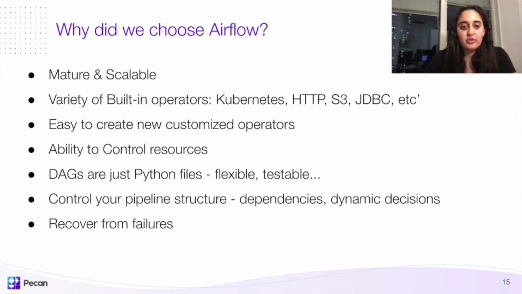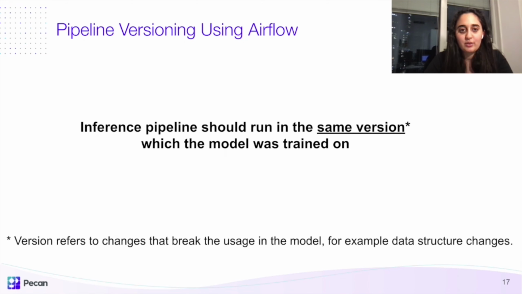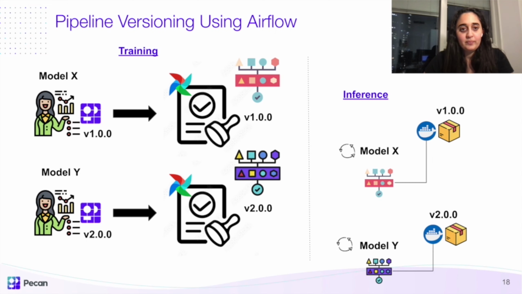So before we move to the next step, I want to talk about a nice mechanism that we've built using Airflow. But first, let's talk about a concept I guess most of us have come across in the past. The concept is that the inference pipeline should run in the same version on which the model was trained. And when I say version, I mean changes that break the usage of the model, for example, data structure changes. So let's take a look at an example.